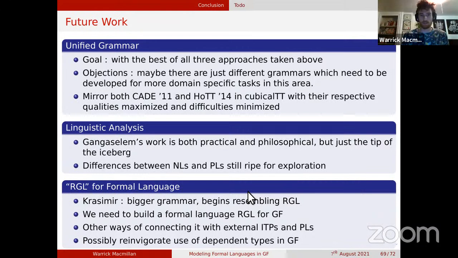Future work. We want to combine all three grammars, or I guess I showed you 4 grammars, but Ranta's 2 grammars and my approach using a programming language grammar, into a master grammar, let's say, and see how that can capture both semantic adequacy and syntactic completeness. More linguistic analysis is needed. And Krasimir was saying how the bigger a grammar becomes, the more it begins to resemble a resource grammar. So maybe we should just build a resource grammar for programming languages or formal languages in GF.